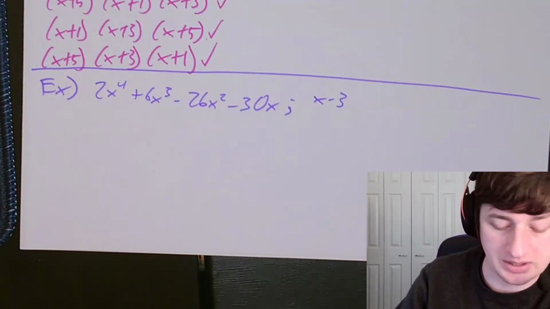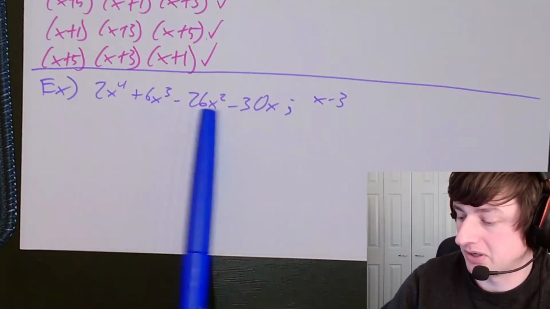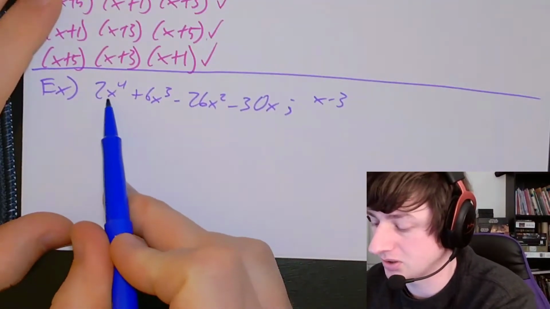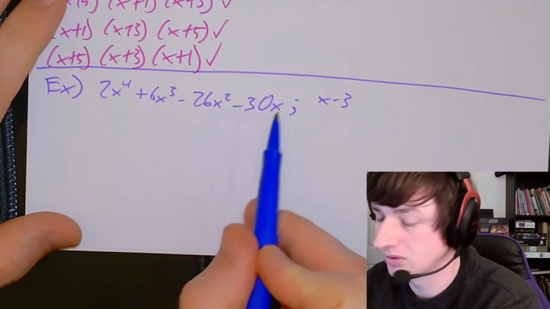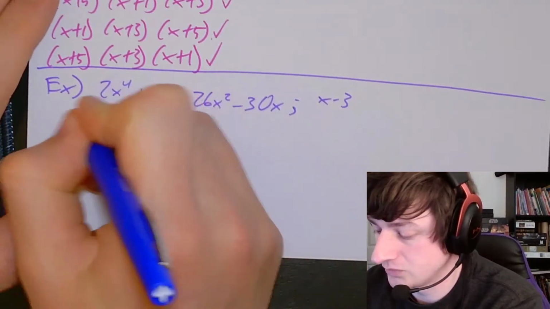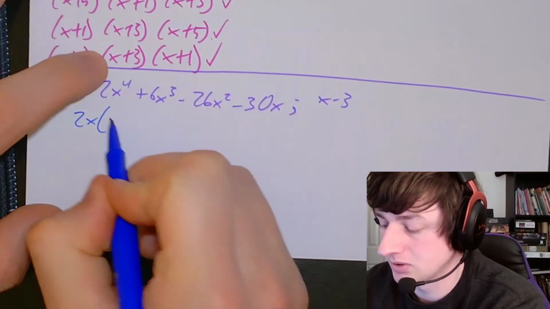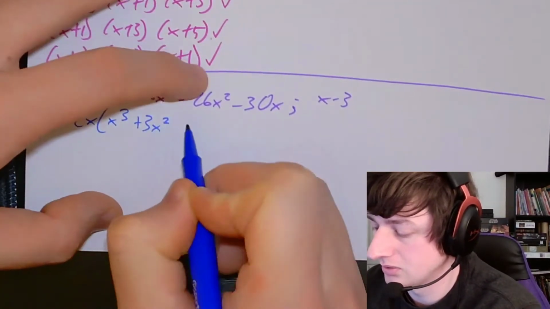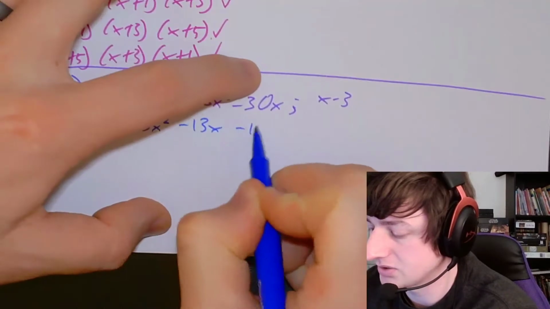So here we have a 2 in common everywhere, so I'm going to divide out a 2, but then I'm also going to take out an x. We got x to the 4th, x cubed, x squared, and an x here. So 2x times x cubed plus 3x squared minus 13x minus 15.